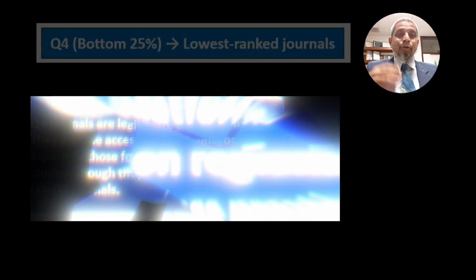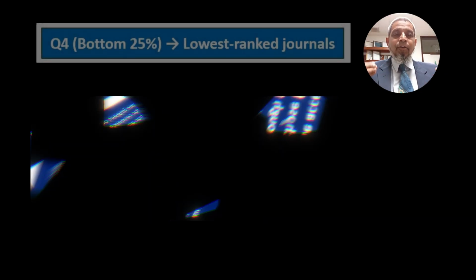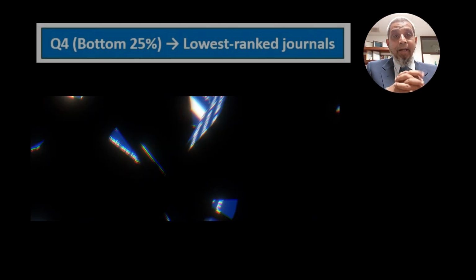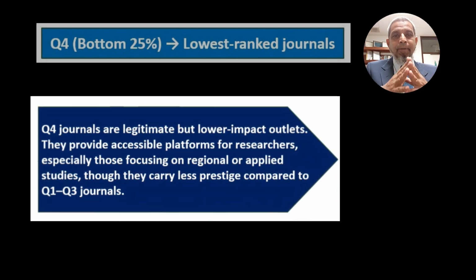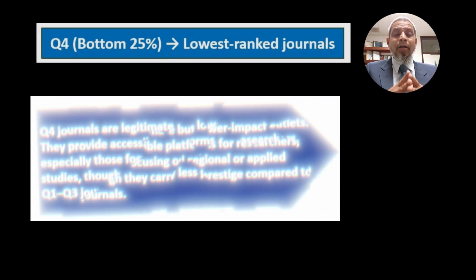Number 4, quartile 4 journals or Q4 journals. Quartile 4 journals are legitimate but lower impact outlets. They provide accessible platforms for researchers, especially early career researchers, for publications. Point number 3, what are the advantages of quartile journal?